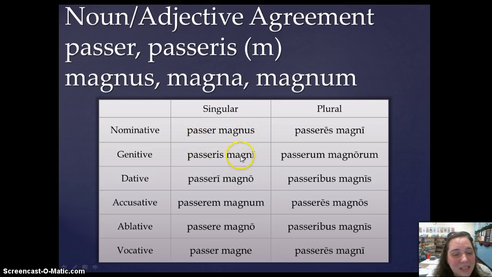And that means these endings are not going to match, but it doesn't matter because passer is the nominative singular masculine, and so is magnus. Passeris is the genitive singular masculine, and so is magni, okay? So you're going to notice that these endings don't really match, although, hey, look at this pattern. There's always an M in the accusative singular, but whatever. But they're still the same gender, number, and case, okay? So write down this chart as well in your notes, right? You should have all of these charts in your notes.